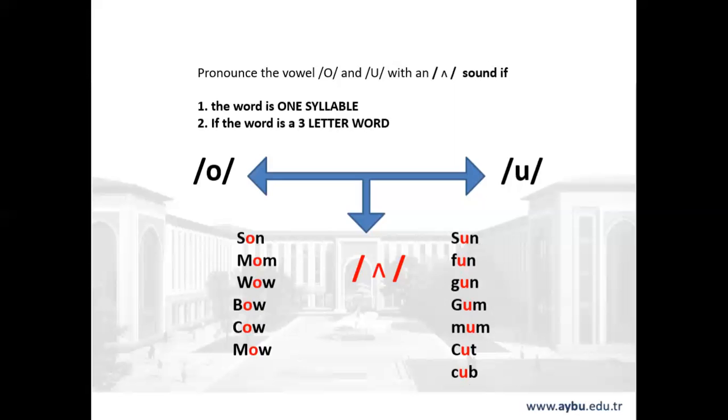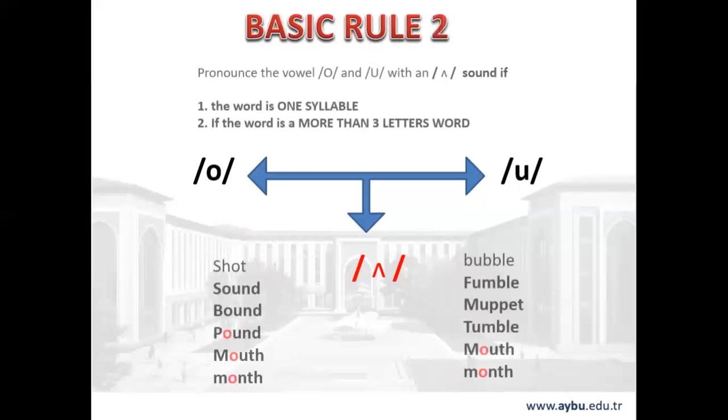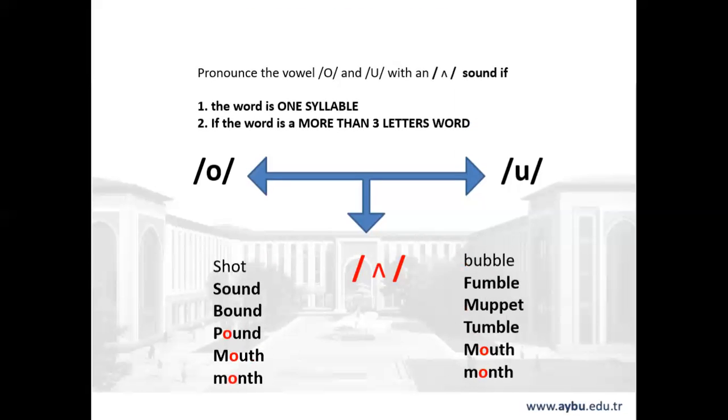Remember the rule again. If the word is a 3-letter word and the vowel that can be found in it is an O or a U, then in such cases, the sound it produces is an A sound. So that's the rule, basic rule 1. Let's look at basic rule number 2.